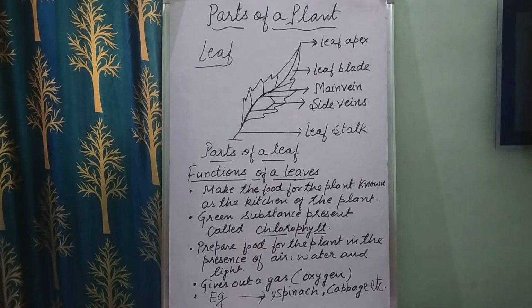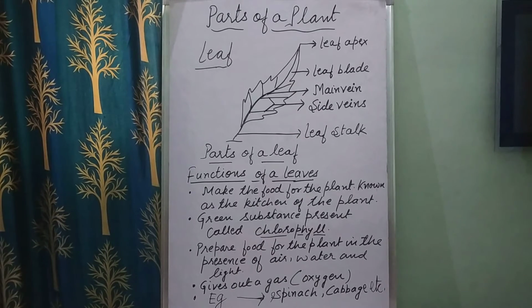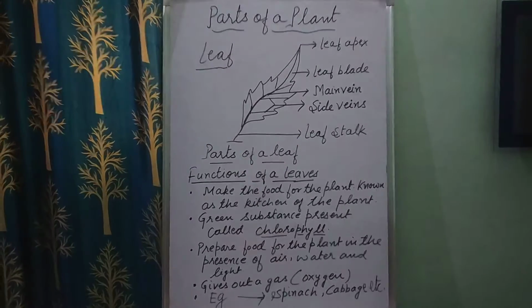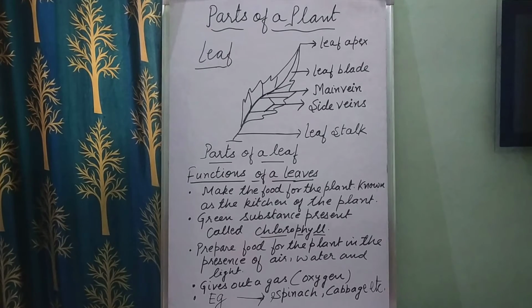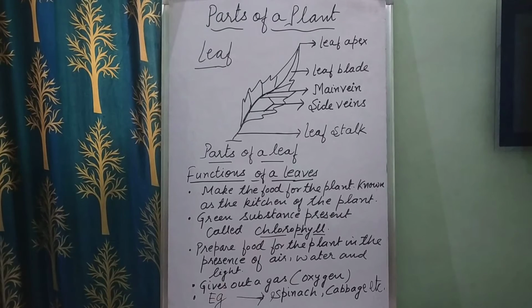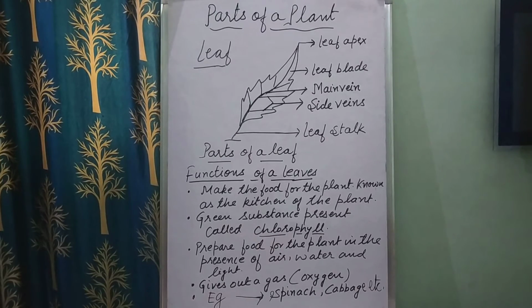So today we have learned about the different parts of a leaf, like the leaf apex, leaf blade, main vein, side veins and leaf stalk, right? Now children, the functions of a leaf. Children, you all know very well who makes food for the plant. Leaves. Leaves make food for the plant. So the leaves are called the food factory of a plant, because they prepare food for the whole plant, right?